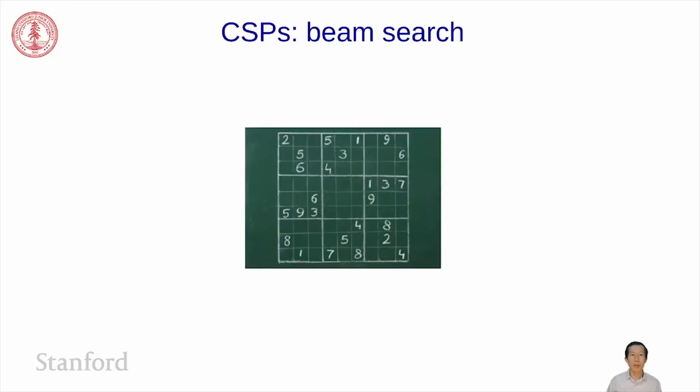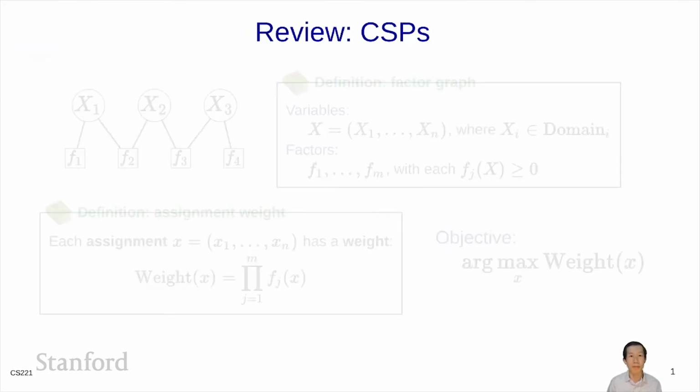Hi, in this module I'm going to talk about beam search, a really simple algorithm for finding approximate maximum weight assignments efficiently when you're in a hurry and don't want to incur the full cost of backtracking search.